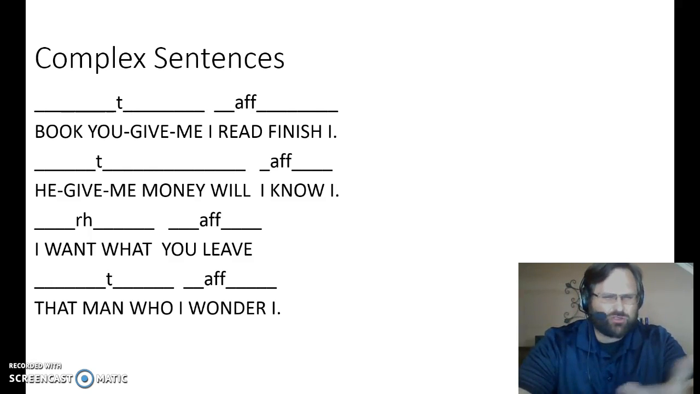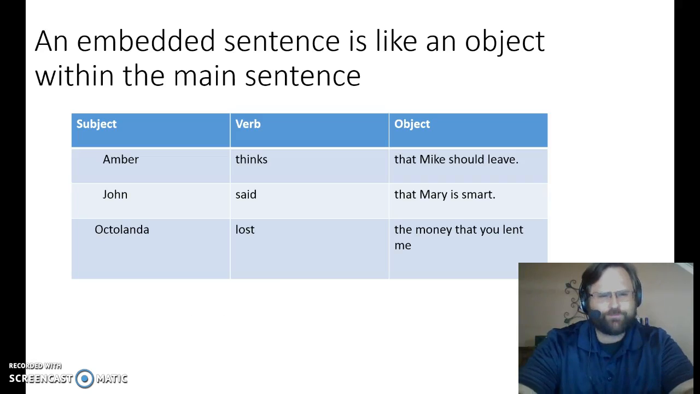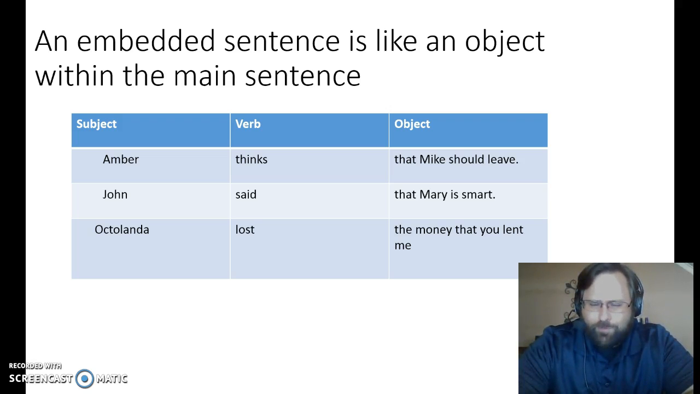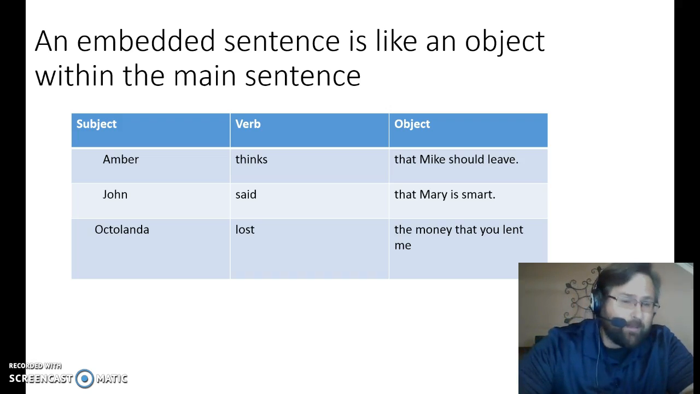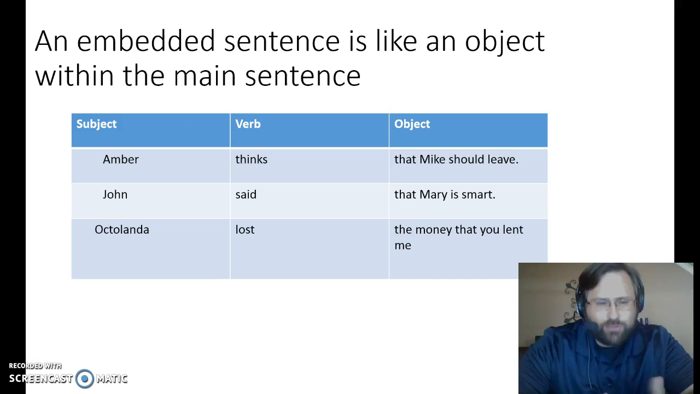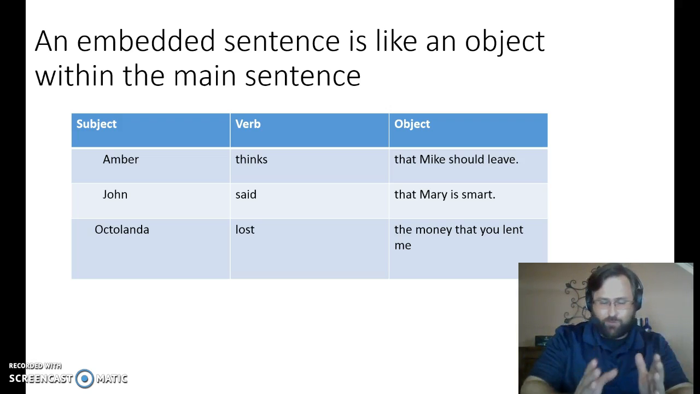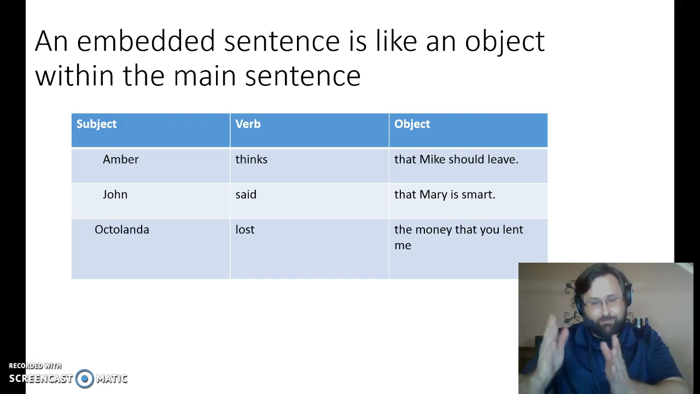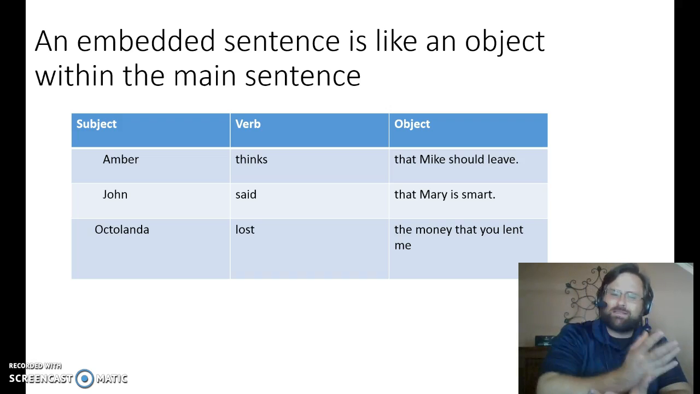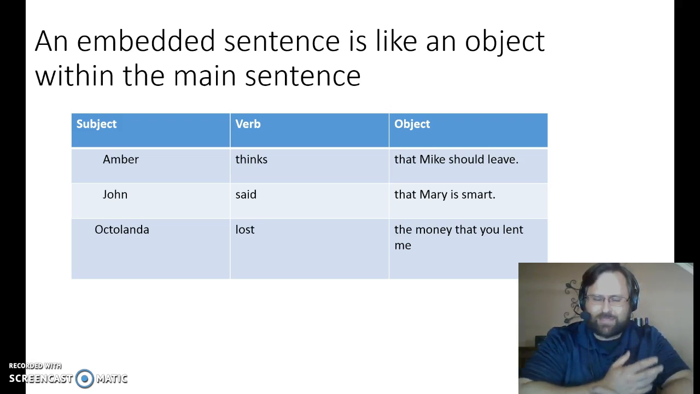But how do we get to these structures? How do we decide what to put where? Well, if you think of embedded sentences as objects within a main sentence, it turns out that it's helpful, because objects can be left where they are in regular sentences, or objects can be topicalized and moved to the beginning of a sentence. So if you see sentences like Amber thinks that Mike should leave, then you have the option of leaving that sentence in a very similar format to what you have, with the subject, a verb, Amber thinks, and then Mike should leave, or of moving the object to the front as a topic.